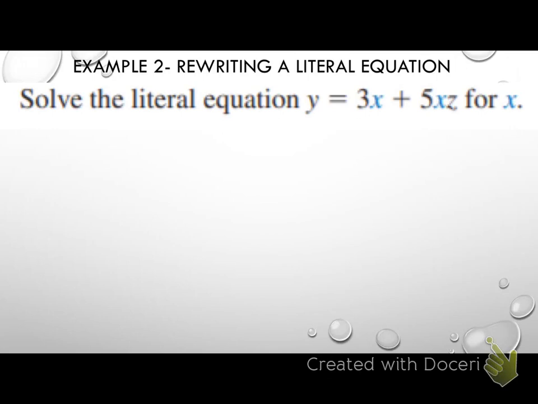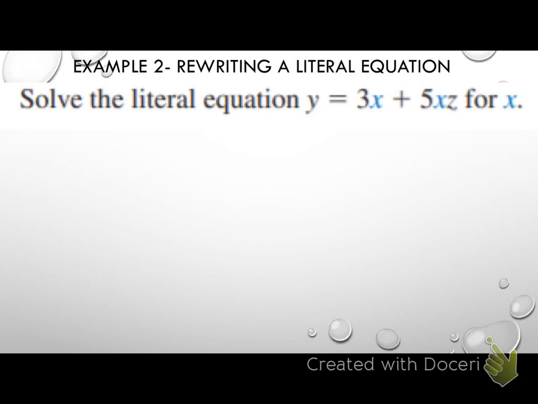Would you combine 3x and 5x? It's a good thought, but are these like terms? Do they have the same variables that have the same exponents? No. This one has a z, this one does not. If this one had a z, I'd be able to combine them. But it does not, so I'm not able to combine them. It's a good thought, though.